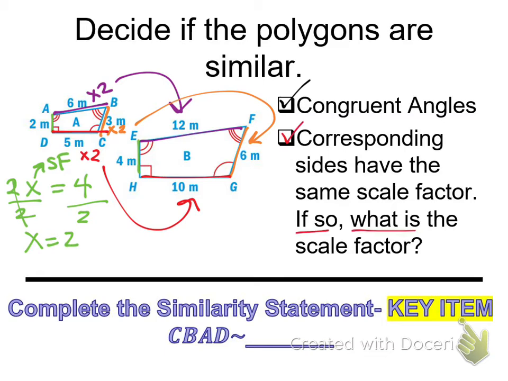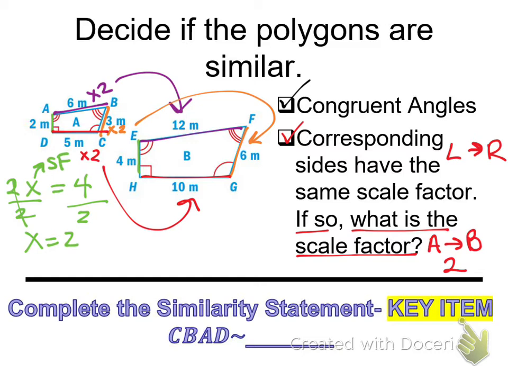And if so, what is the scale factor? Normally I would tell you from where to where, but from A to B, let's just say it is 2. If it doesn't ever say from which shape to which shape, you can just assume we're reading left to right. So A to B, it'd be 2.